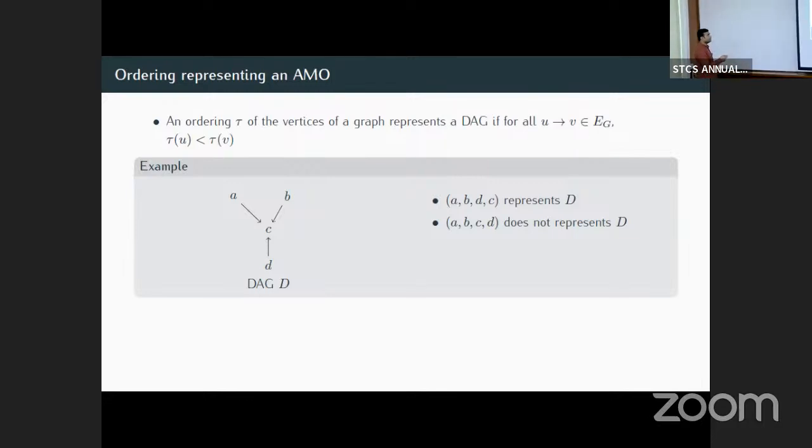So ABDC does not represent this DAG, but ABCD does, because there is an edge D to C, so D must come before C.